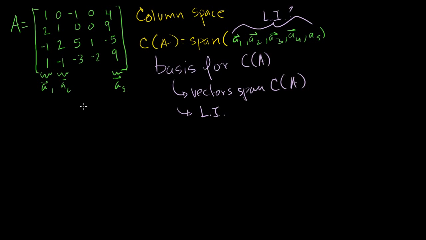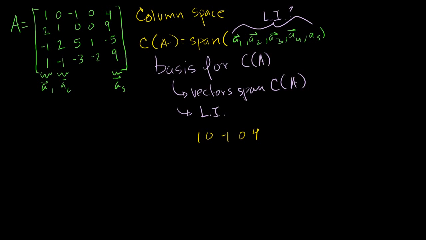So what you do, and I'm just really going to describe the process here as opposed to the proof, is you put this guy in reduced row echelon form. So let's do that. Let's keep our first row the same: 1, 0, minus 1, 0, 4.